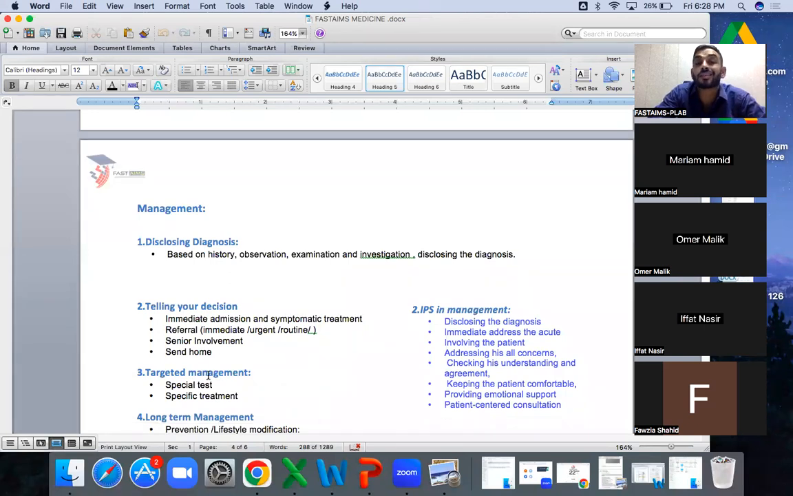Then comes the targeted management. There are a lot of things in it. It can be any special test or special treatment. For example, special tests can be echocardiography, CT, MRI. These are special tests which are required. These are beyond your scope, but your senior can order them, and you can tell the patient about that targeted management.